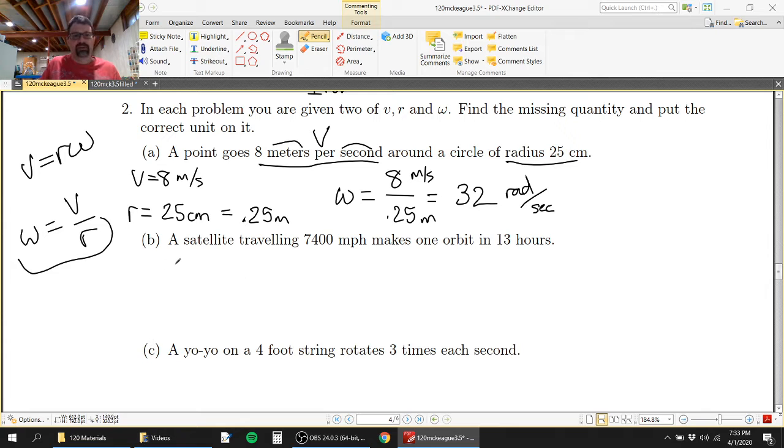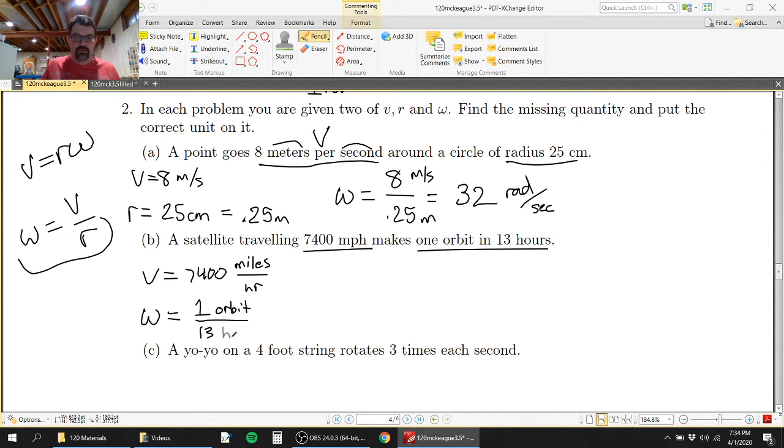Okay, let's do letter B. A satellite traveling that fast, miles per hour, that's a linear velocity, distance per time, right? So 7,400, and I'll actually write miles per hour. 1 orbit in 13 hours, all right? Well, that tells you how fast it's rotating. It's making 1 full rotation or 1 revolution or 1 orbit in 13 hours. So that would be omega, and we'll even write 1 orbit or rotation, 13 hours.